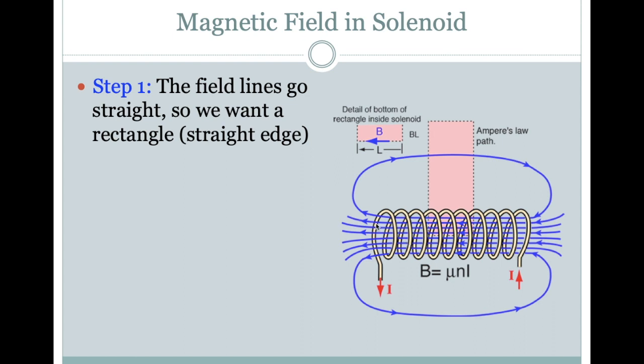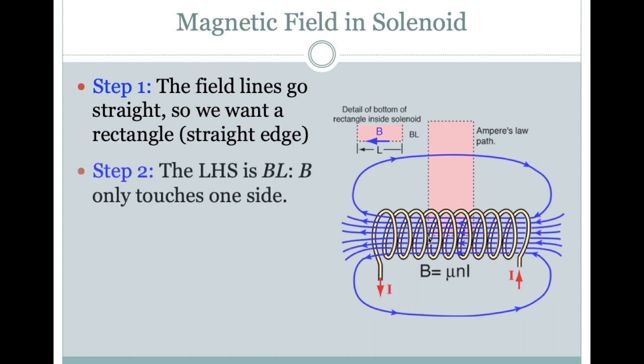Then, I'm going to take the solenoid to be infinitely long so that the symmetry is maintained. I don't want to take into account these fringing effects because that adds unnecessary complexity to the problem. Then, because the field lines go straight, I want an Amperian loop that has a straight edge, and that is a rectangle.